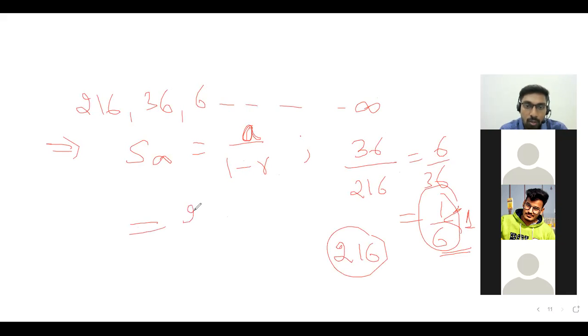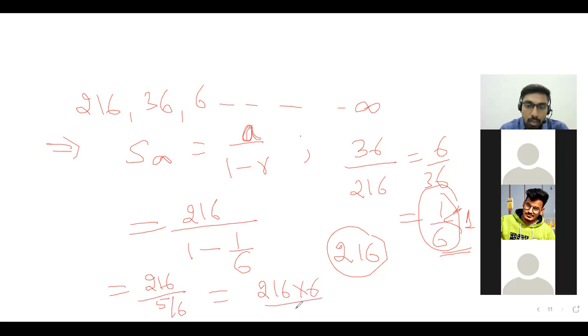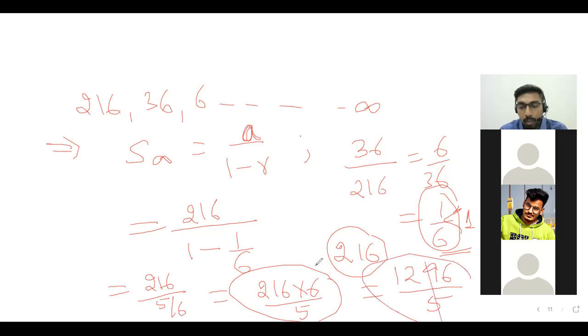So what will you do? 216, that means a, 1 minus 1 upon 6. So 216 divided by 5 upon 6. So 6 will go up here. 216 into 6 divided by 5 will be your answer. Is it clear? 1296 upon 5. Is this clear to everyone? Please tell me, otherwise I'll repeat it. Okay, clear, fine.